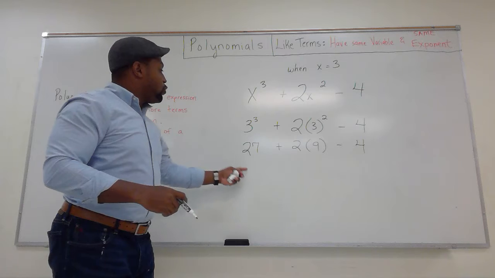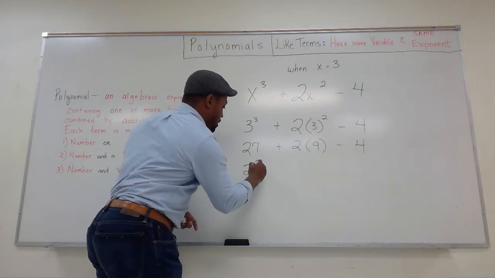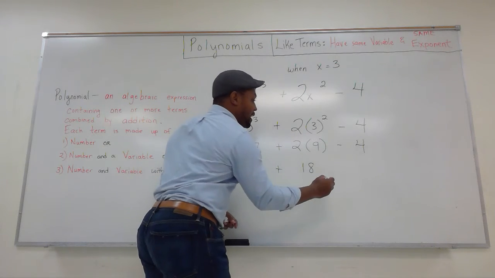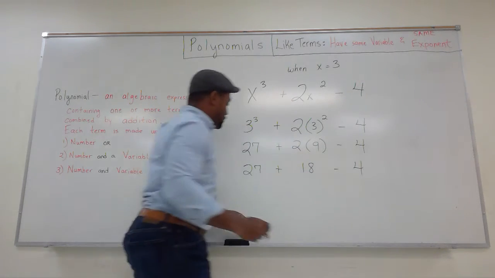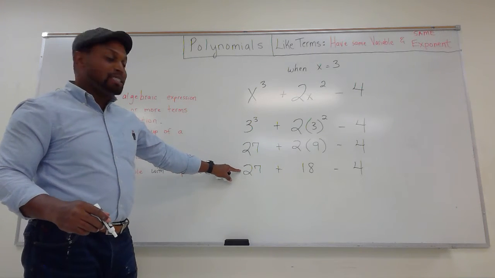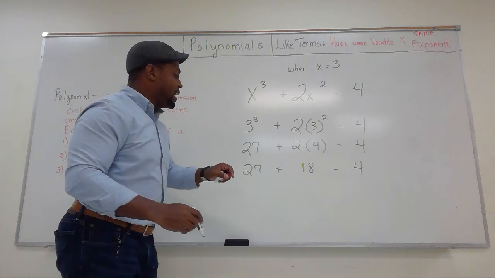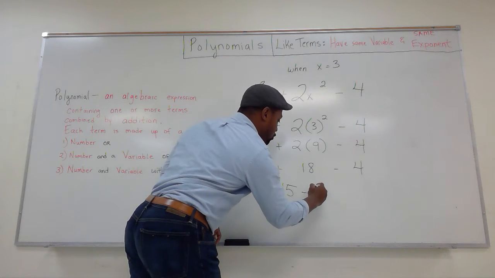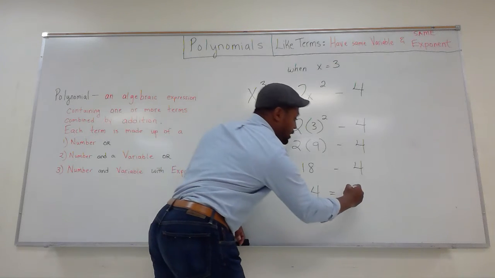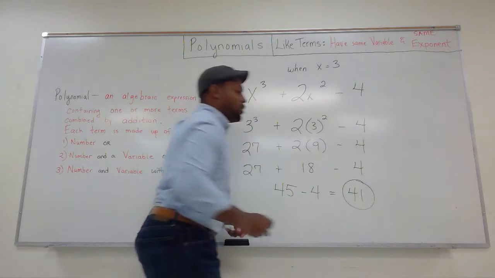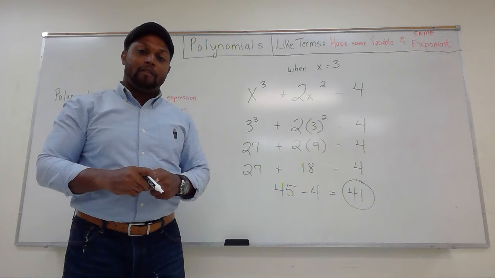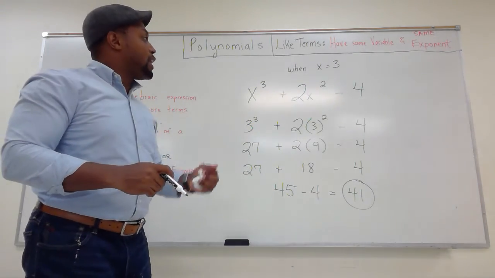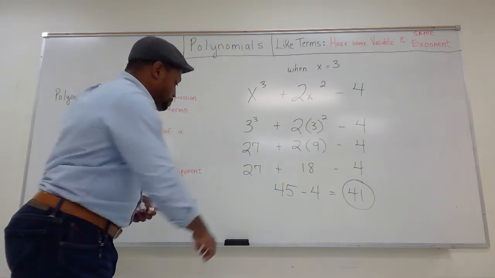27 plus 2 times 9, which is 18, minus 4. Now 27 plus 18 gives me 45, minus 4 gives me the answer of 41. And there you have it. We have evaluated this polynomial for when x equals 3.